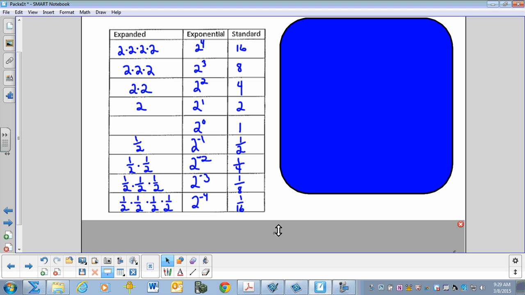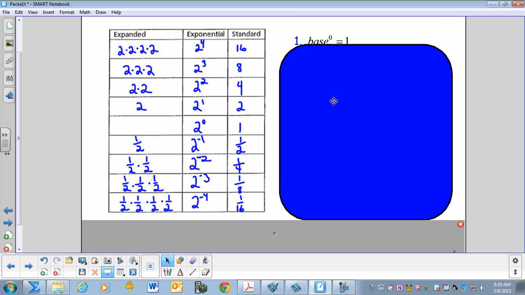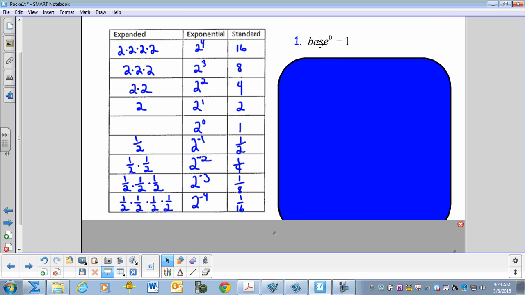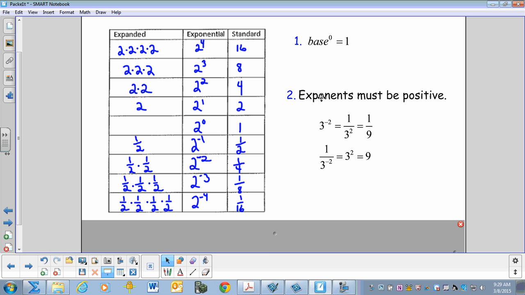When we're dealing with exponents, two of the rules we deal with are zero and negative exponents. When the base is to the 0 power, it equals 1. 2 to the 0 is 1. Exponents must be positive. So if we come across a negative exponent, we need to rewrite it as a positive exponent. So 3 to the negative 2 is the same as 1 over 3 squared, which is 1/9. Conversely, 1 divided by 3 to the negative 2 is equal to 3 squared, which is 9.